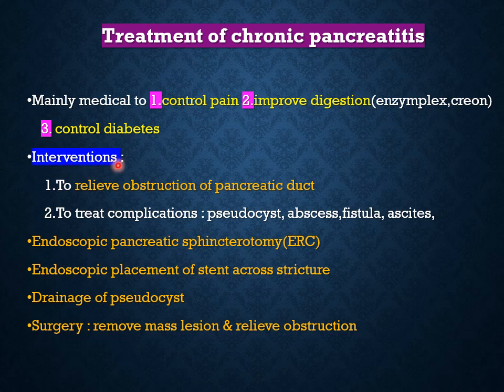Interventional treatment is to relieve obstruction of the pancreatic duct. If all means of relieving pain fail, then you may have to resort to relieving the obstruction of the pancreatic duct. Then you need to treat complications such as pseudocysts or abscesses that may develop, fistula, ascites, varices. Relief of obstruction can be done through endoscopic procedures, ERCP, by doing a sphincterotomy and placement of stents across the strictures in the pancreatic duct, drainage of pseudocysts through ERCP, and lastly surgery to remove any mass lesion that may cause obstruction.